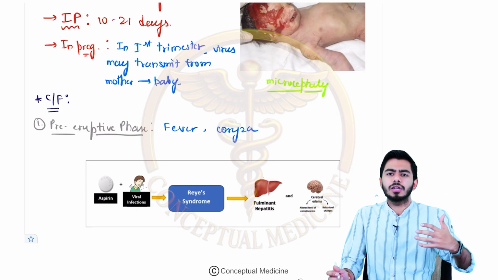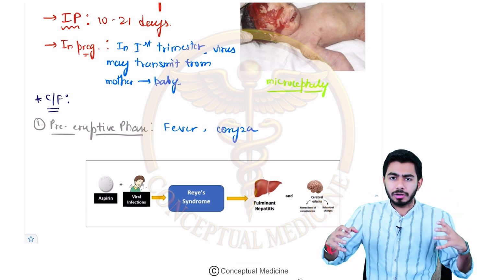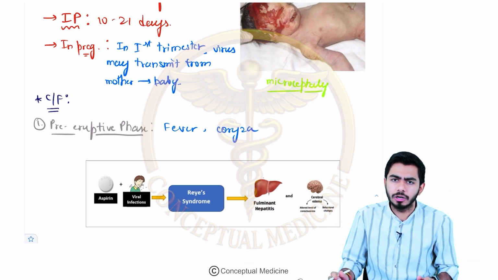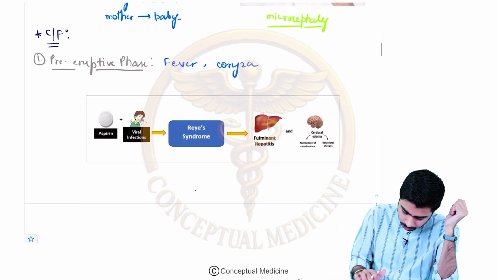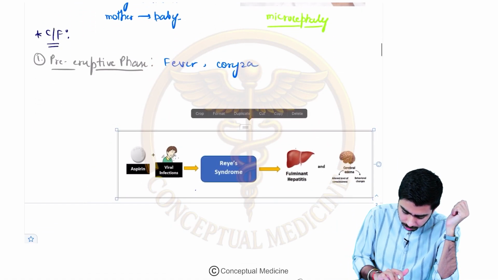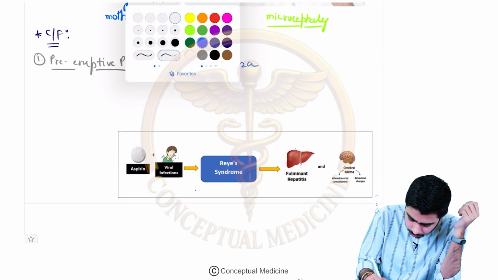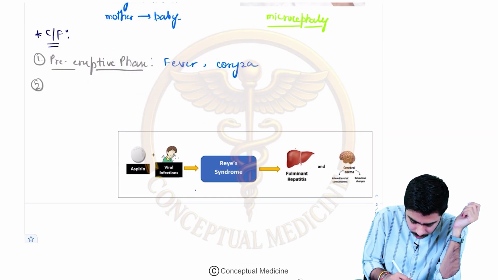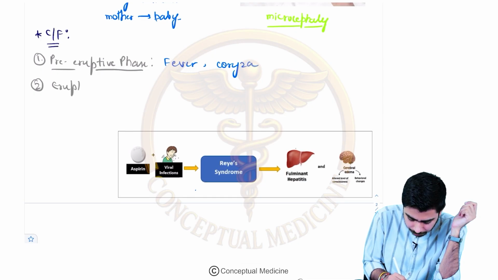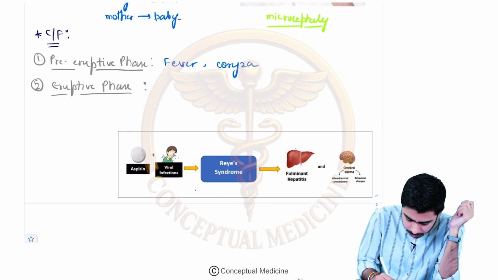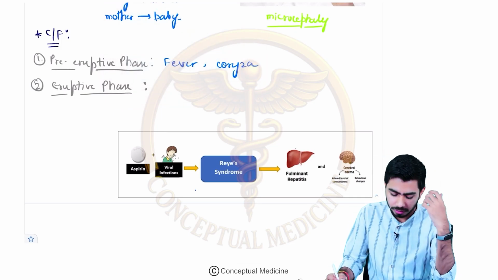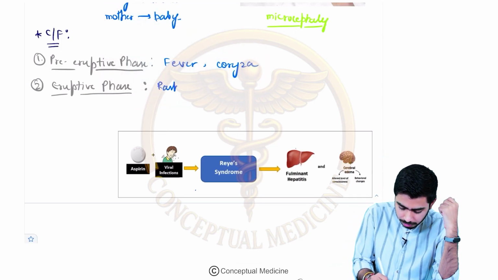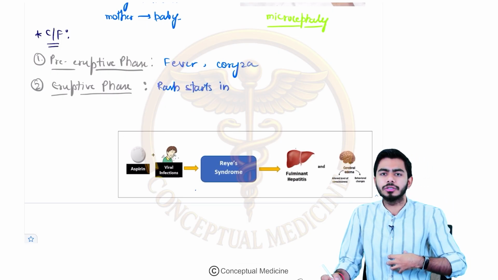In the eruptive phase, basically there is the eruption of the rashes. Rashes will start to appear in this particular phase. In this eruptive phase, we are basically talking about the rash appearance. Where does the rash start from? It will be starting from the trunk region.